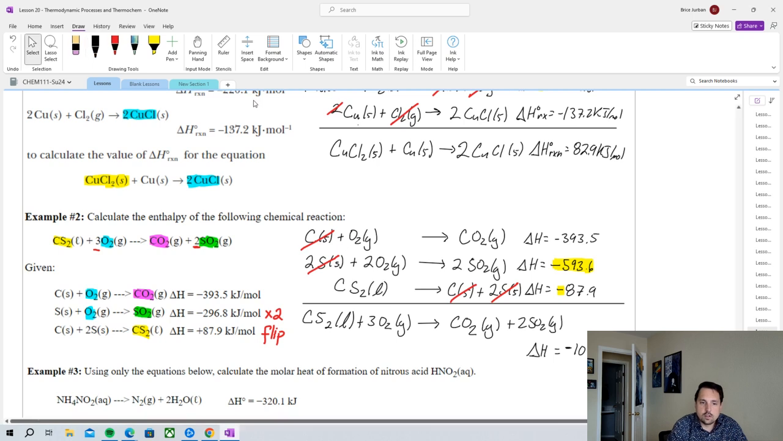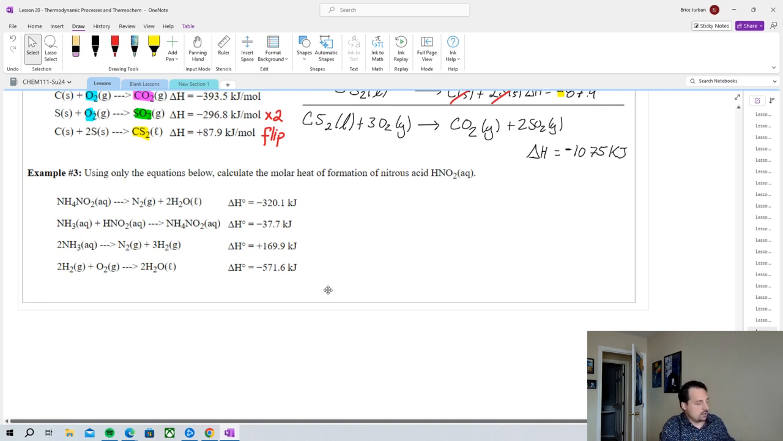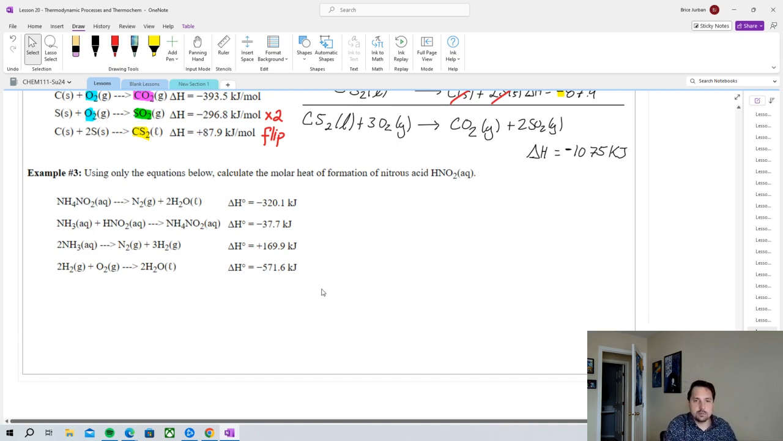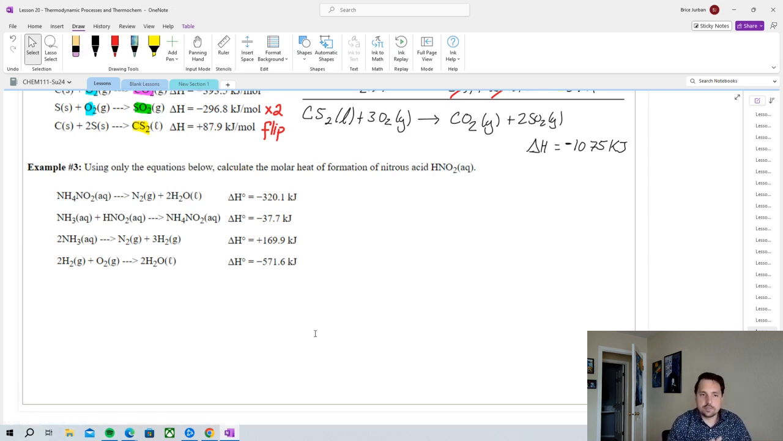All right. So you can also flip and multiply an equation. And here's a tricky one. So let's try this one. This will be our last example for today's lesson. Using only these equations, let's calculate the molar heat of formation of nitrous acid. And for the molar heat of formation, we're going to have to write this equation out.